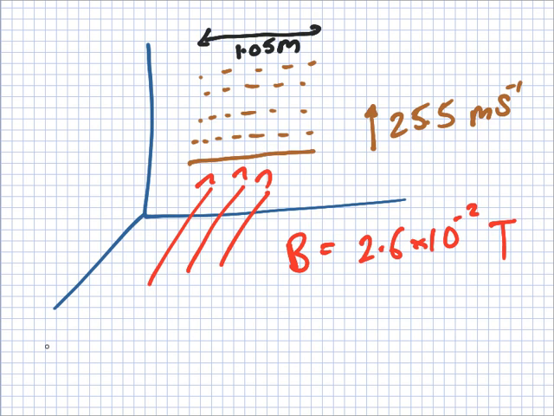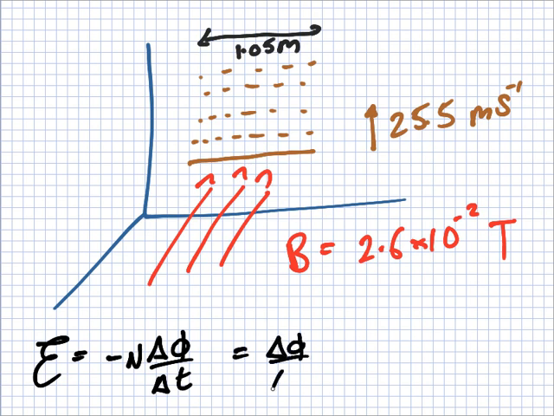Now, the EMF. So the EMF, according to Faraday, is minus N delta phi over delta T. The N here is 1, because it's just one wire. And I don't really care about the minus, because that's just telling me the direction. So that's just equal to the change in BA over T. Now this is the key question. What is changing here, the B or the A?